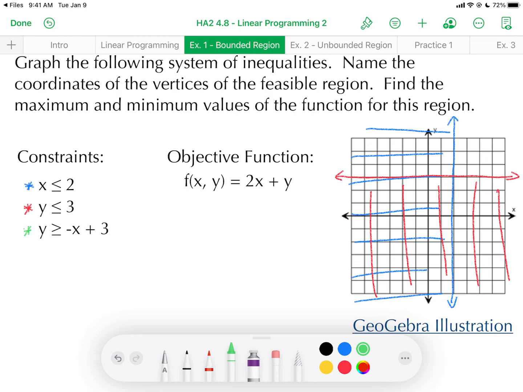And then y is greater than or equal to negative x plus 3. Y-intercept at 3. Slope is negative 1. Another solid line. Okay, and if you used a test point on that, you'd end up with 0 is greater than or equal to 3 if you use the origin, which is false, right? So for that one, I would shade on this side.